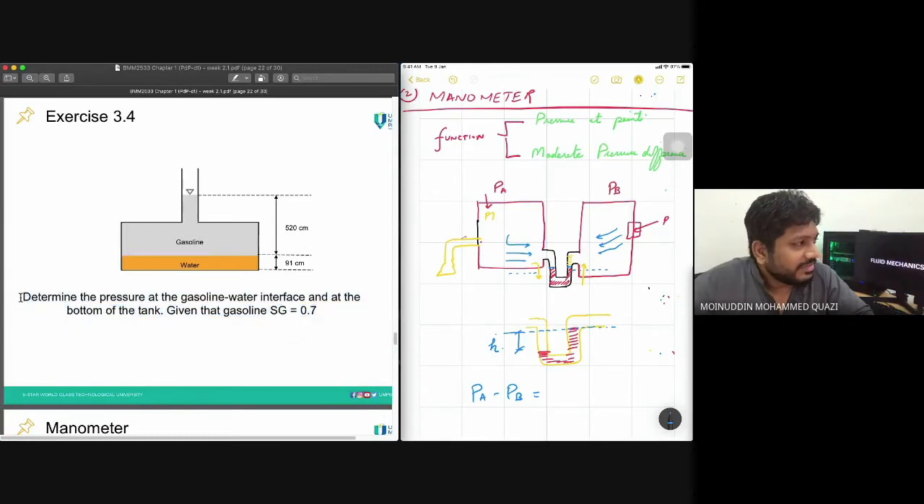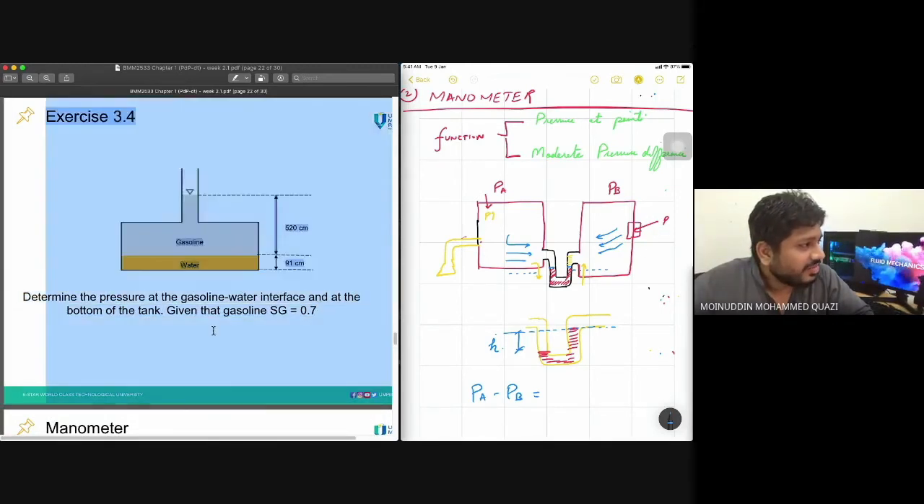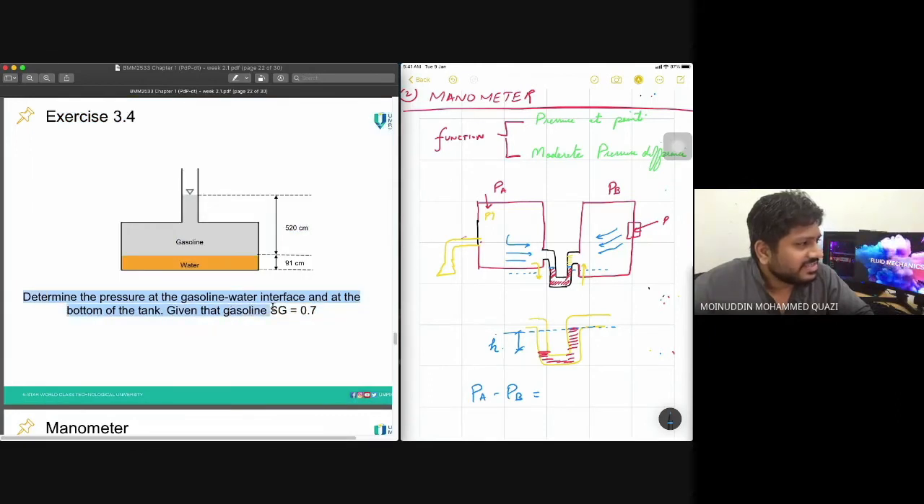Determine the pressure at the gasoline-water interface at the bottom of the tank, given gasoline Sg is 0.7. If you want to know the pressure at this point, then the pressure is only rho g: density of gasoline multiplied by gravity multiplied by height of gasoline. If I want to find the pressure at the bottom, then it is atmospheric pressure plus gasoline pressure plus water pressure. If I want to find the pressure at the interface, then it is atmospheric pressure plus gasoline only, because I want to find the pressure only at the interface.